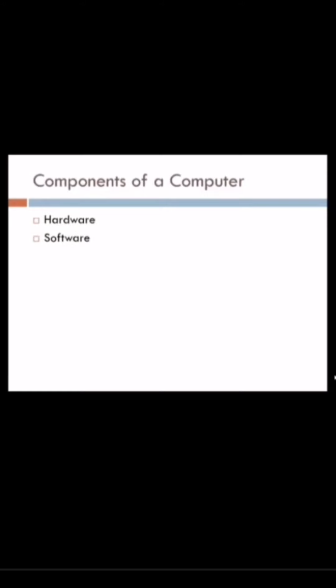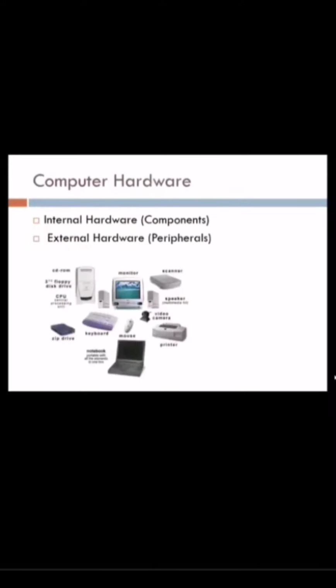Components of a computer: hardware and software. Computer hardware: internal hardware components and external hardware peripherals. The CD-ROM, monitor, CPU, keyboard, mouse, printer, speaker, and monitor. Floppy disk.